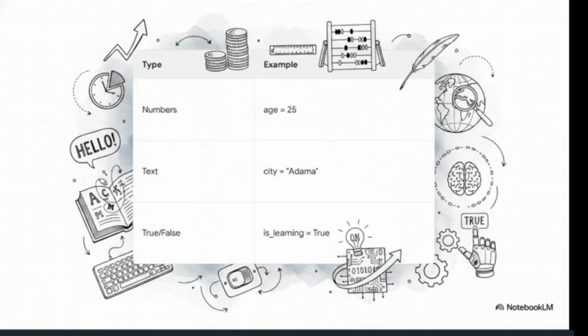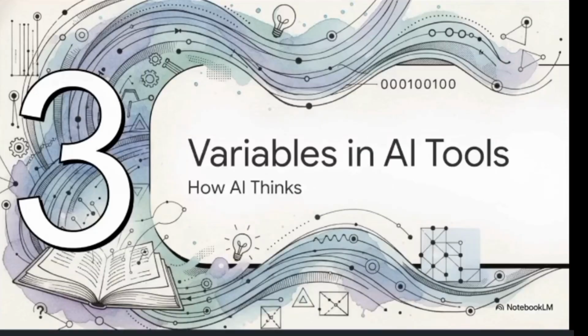Now, I want you to really hear this. These 3 exact types of variables, numbers, text, and true-false, are used in literally every single AI program ever written. Period. They are the fundamental alphabet of artificial intelligence. Section 3. Variables behind AI tools.